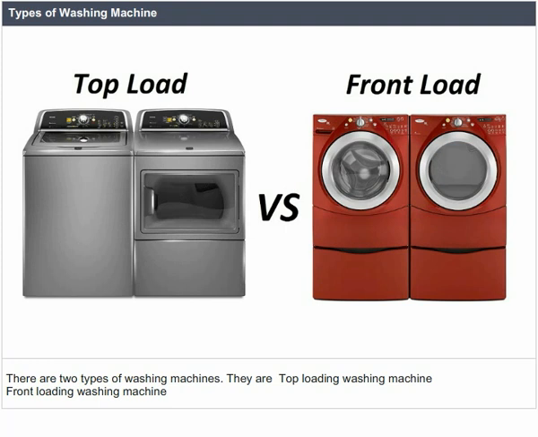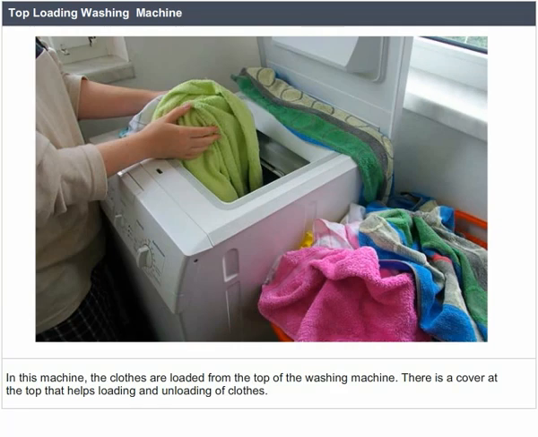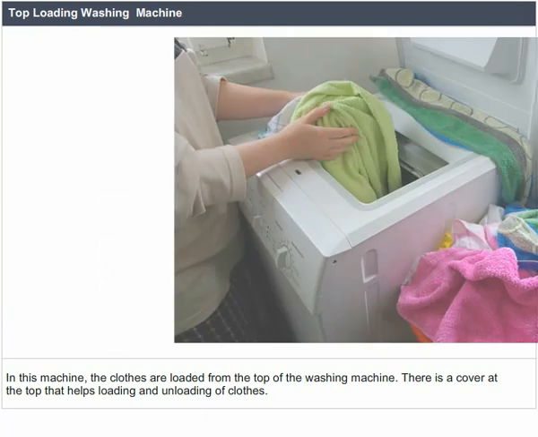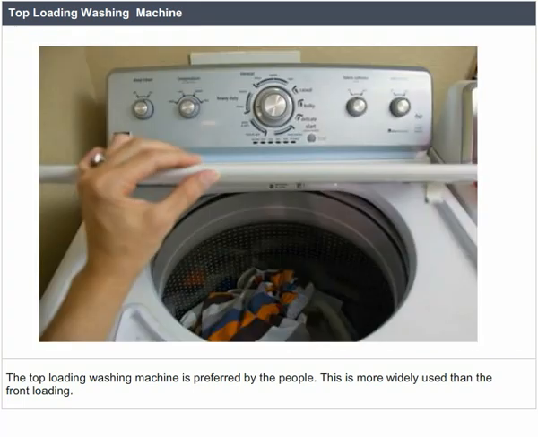Top loading washing machine. In this machine, the clothes are loaded from the top of the washing machine. There is a cover at the top that helps loading and unloading of clothes. The top loading washing machine is preferred by the people. This is more widely used than the front loading.